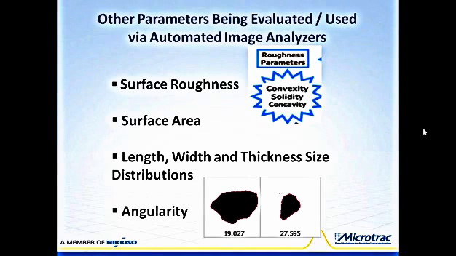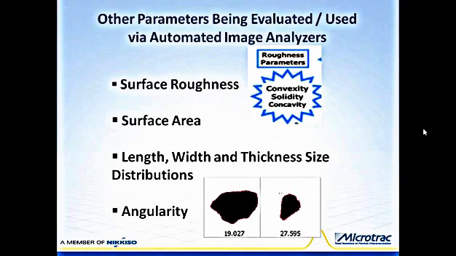And here are four more parameters being evaluated and in some cases used as calculated from image analysis measurements. Surface roughness is the degree of roughness or jaggedness of particles' surface. This near spherical particle diagram would have a high surface roughness. Three parameters describe roughness quantitatively.